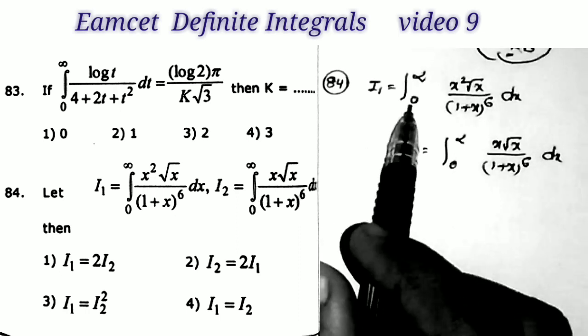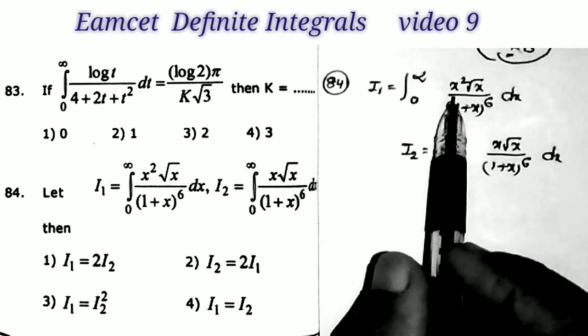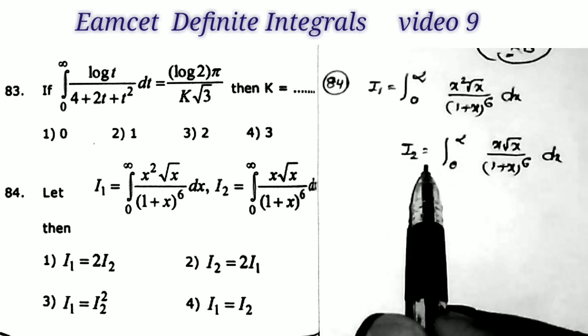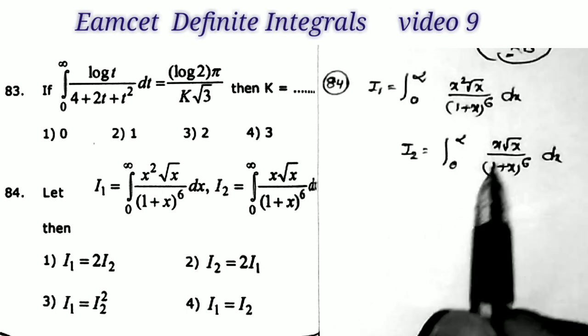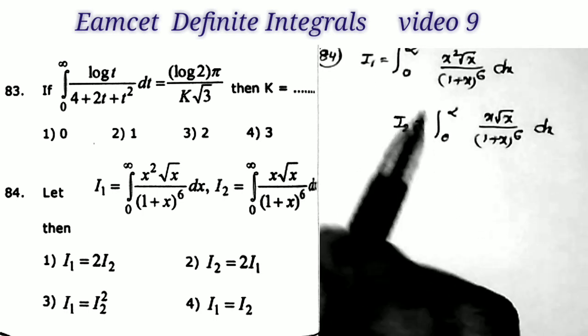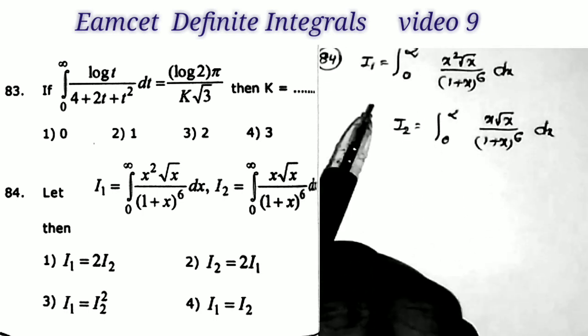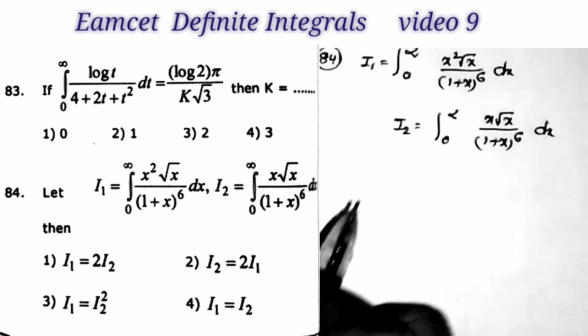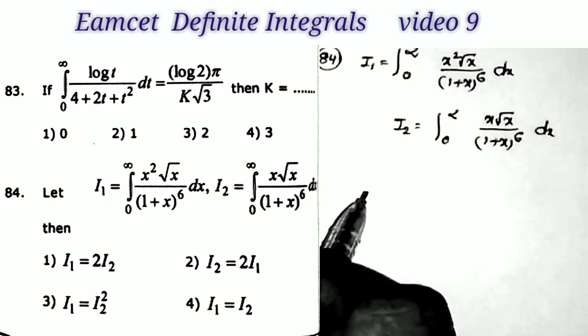Given that I1 is equal to integral 0 to infinity x square into root x by (1 plus x) whole power 6 into dx, and I2 is equal to integral 0 to infinity x into root x by (1 plus x) power 6 into dx. Now what is the relation between them? I1 is equal to I2, or I1 is equal to 2I2, or I2 is equal to 2I1, like that. Those are the given options. Now we have to find the relation between these two integrations.